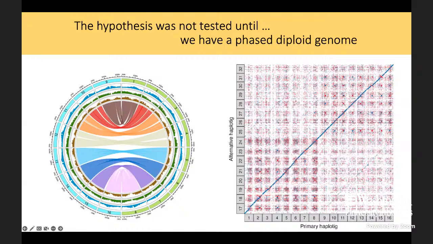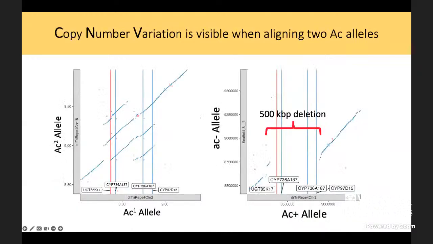Now I'm going to zoom in on chromosome 2, where the AC gene cluster is located. Please look at the left panel. The x-axis is one of the AC alleles, and the y-axis is the other AC allele. You can see there are 4 genes in the AC cluster in the AC1 allele with 1 gene duplicated. Each vertical line has 3 hits in the AC2 allele, which means there is only 1 gene copy on the AC1 allele, but there are 3 copies in the AC2 allele.